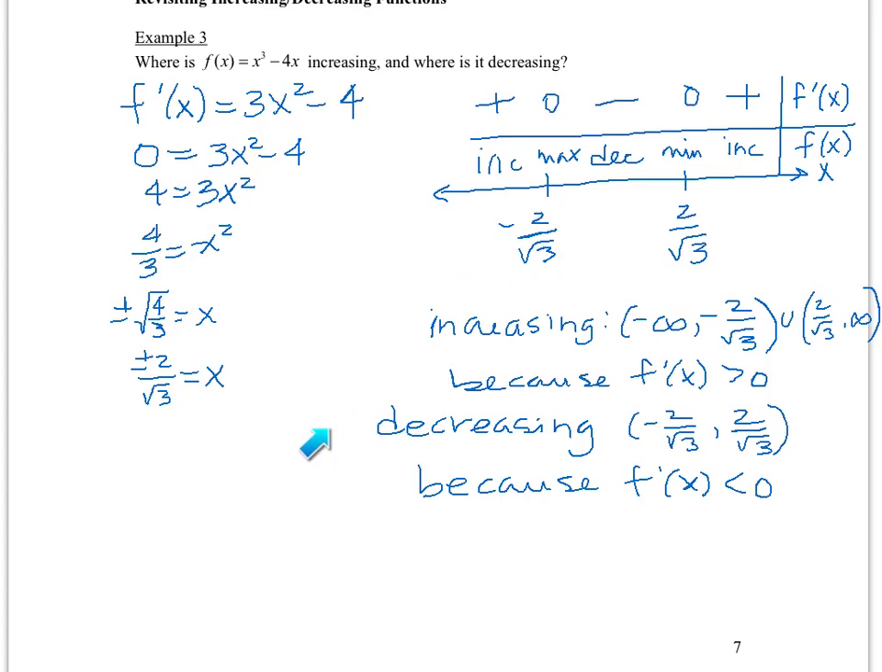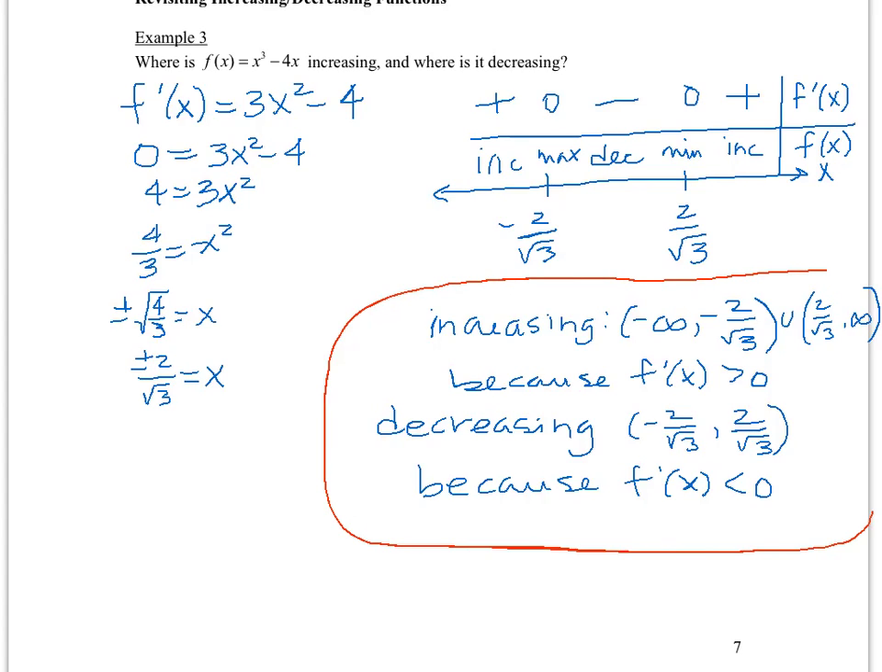So again, here's the justification that your AP graders would need to see. They don't look at your number chart. The number chart is for your information only. So this is the justification. You know that a function is increasing where its derivative is positive, and you know it's decreasing where the derivative is negative. And that is all, my friends.